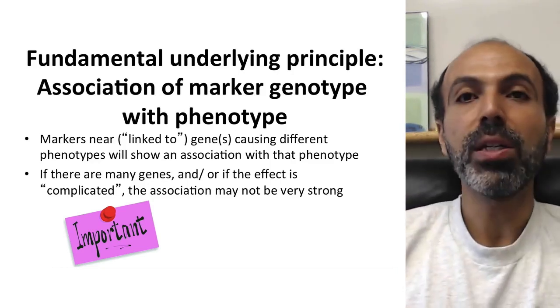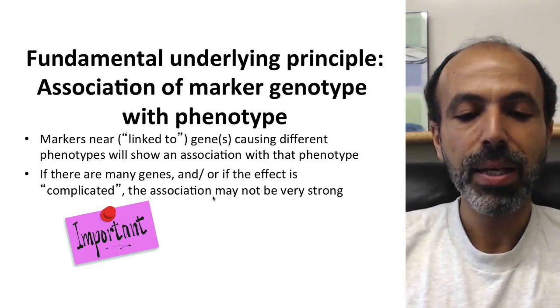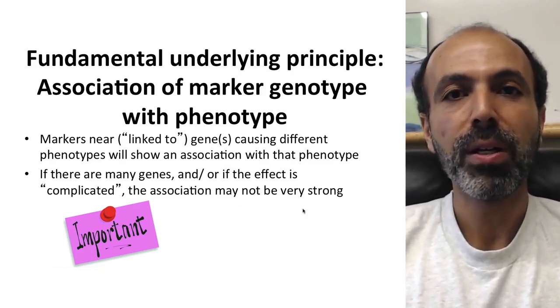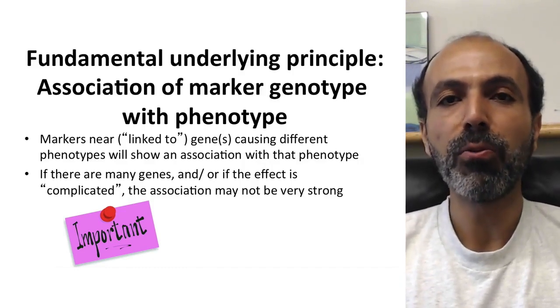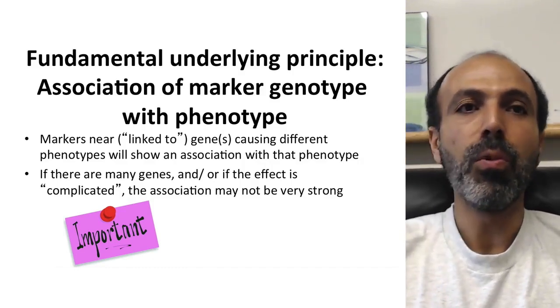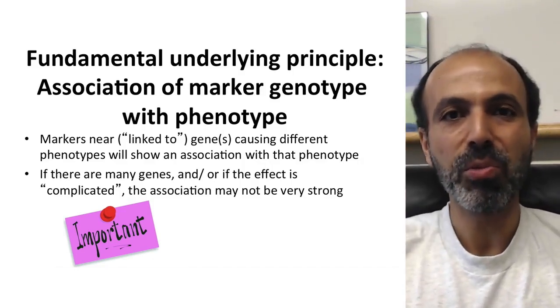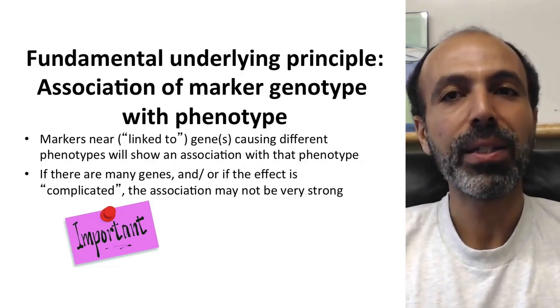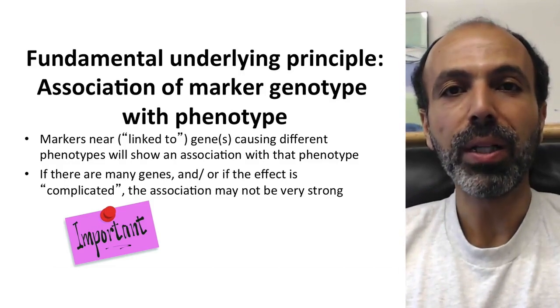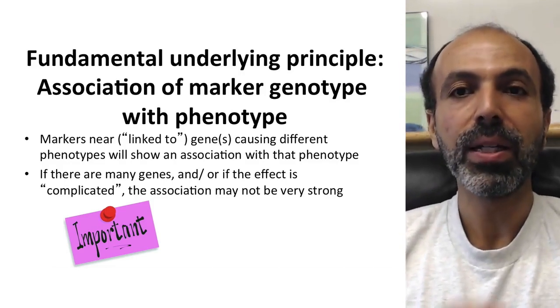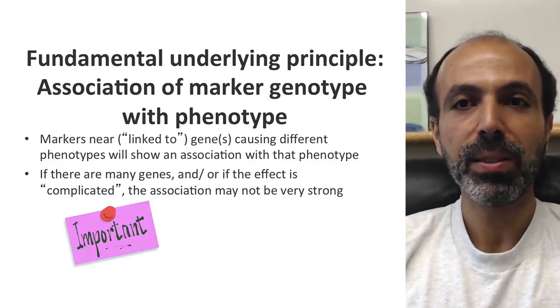If there are many genes, or if the effect is complicated, the association may not be very strong. So this isn't going to be as precise and as clear-cut as it was before, where we could say it's 1 centimorgan or 1% recombination away from this. This is going to be far less precise. But it's nonetheless possible to localize the location of these QTLs, and therefore the genes affecting traits. Let me give you an example.